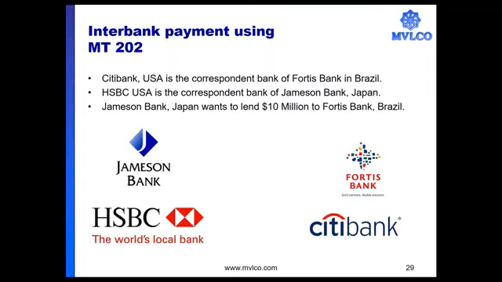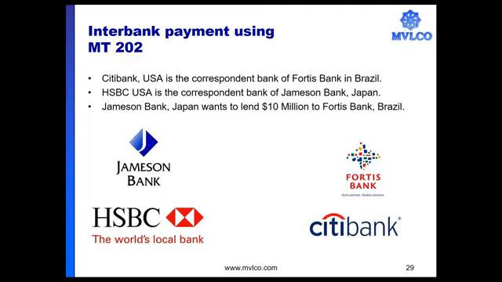In the 202 example, we have four banks. One bank is Jameson, the other is HSBC, the third is Fortis, the fourth is Citibank. Now in this example, Citibank USA is the correspondent of Fortis Bank in Brazil, which means at Citi, Fortis has its Nostro account, and Jameson has its Nostro account at HSBC. Jameson Bank wants to pay an amount of $10 million US dollars to Fortis Bank in Brazil. So this is the summary of our example. We are going to use an MT202 in this case.